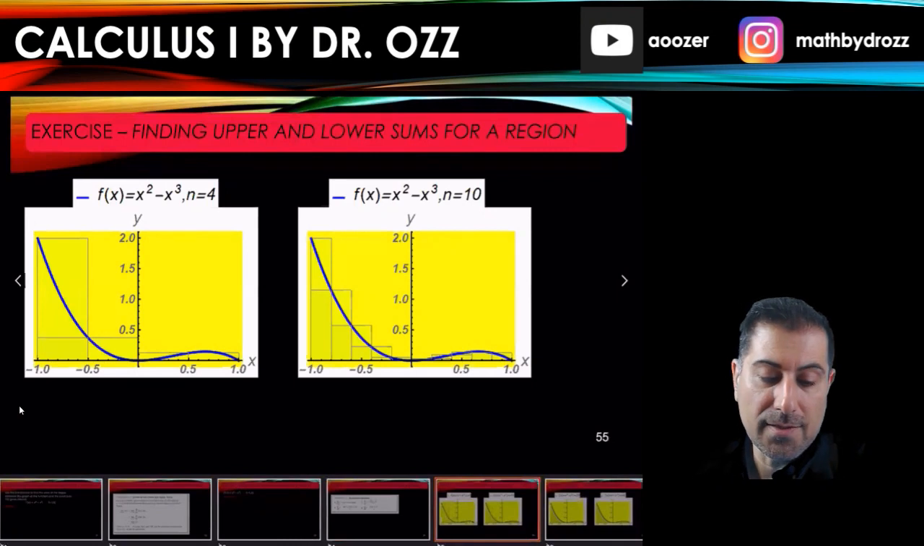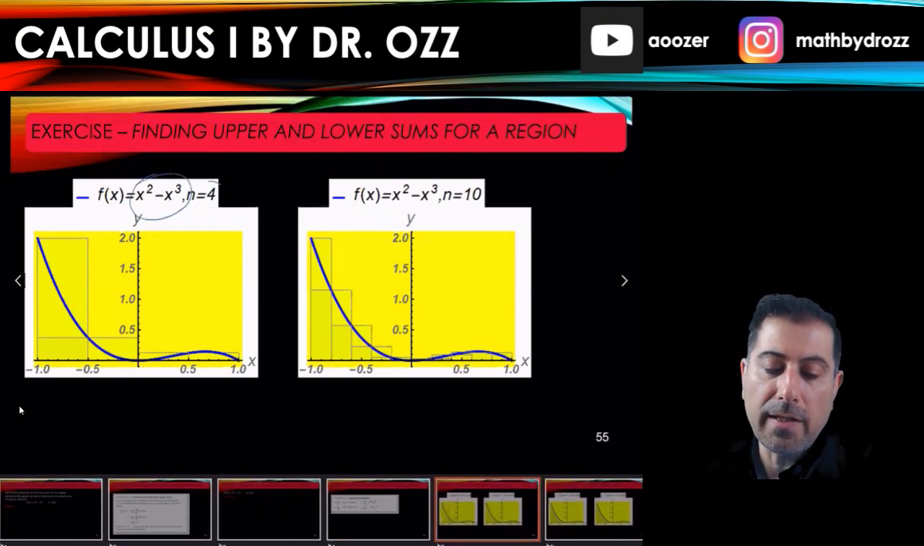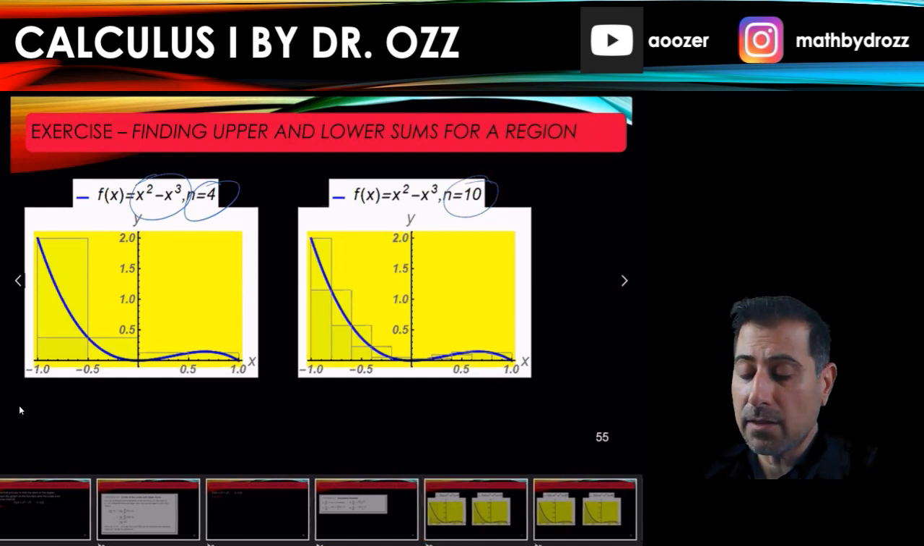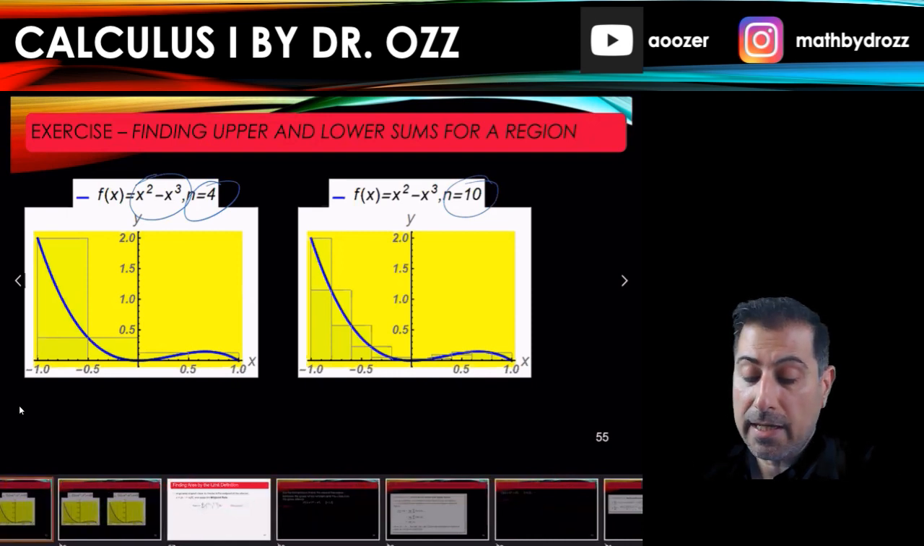Okay, so this is in fact x squared minus x cubed with n equals 4 rectangles and maybe 10 rectangles, but you're going to write the lower sum or upper sum for any n, so that at the end you can pass the limit. In other words, you can let n go to infinity.